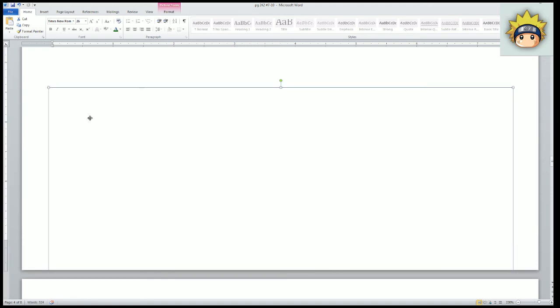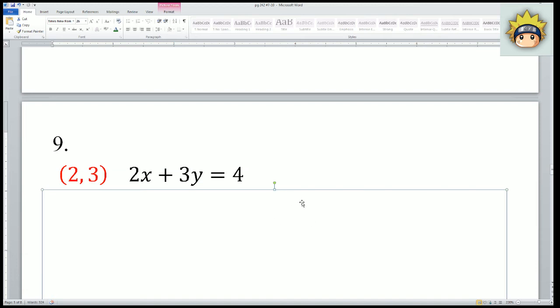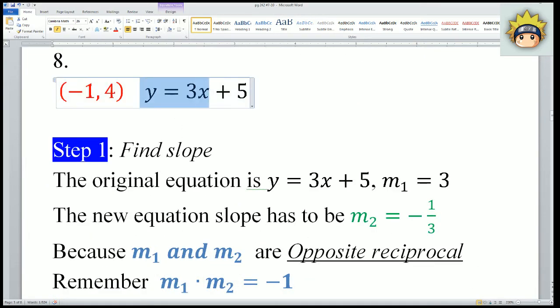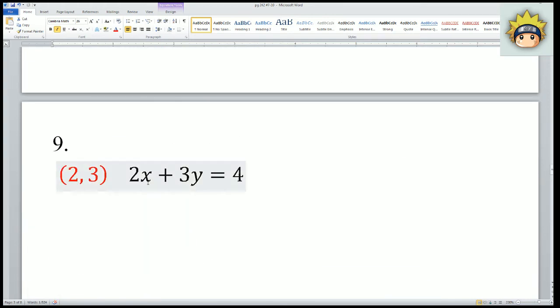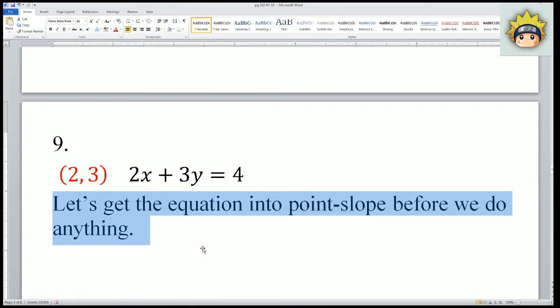The next one, we have to do something a little bit before that. Look at this. We have the point 2 comma 3, and we have this equation: 2x plus 3y equals 4. How is this different than the last one? The last one was easy because we could automatically grab the slope. It's very hard to grab the slope here because this is in standard form. So, let's get the equation into slope-intercept form before we do anything, okay?